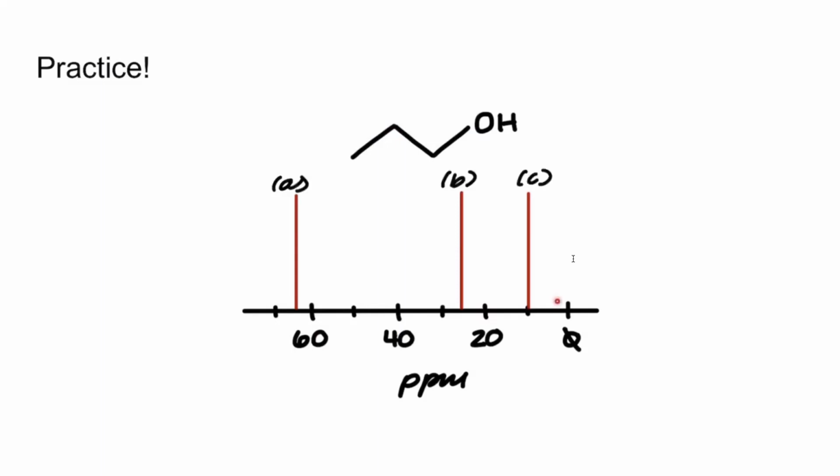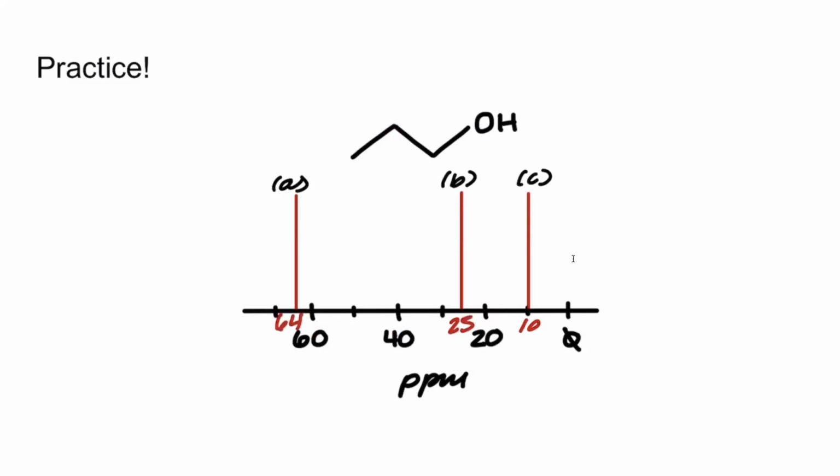Let's go ahead and guesstimate what ppm they're at. I'm going to say C is at maybe 10-ish. B, I'm guessing, is 25. And then A, maybe like 64, 65. Doesn't really matter. And so now I can look at our structure.